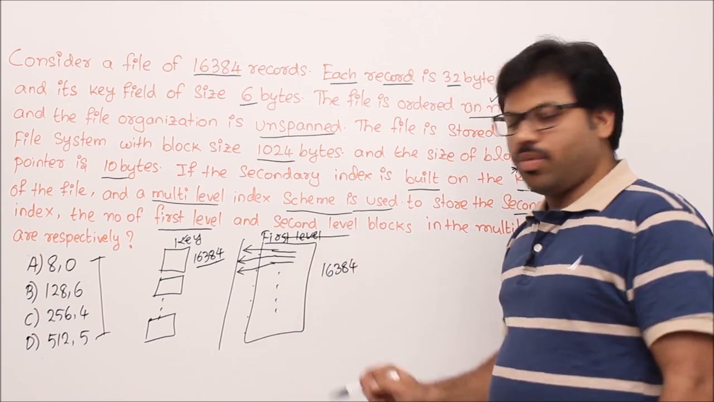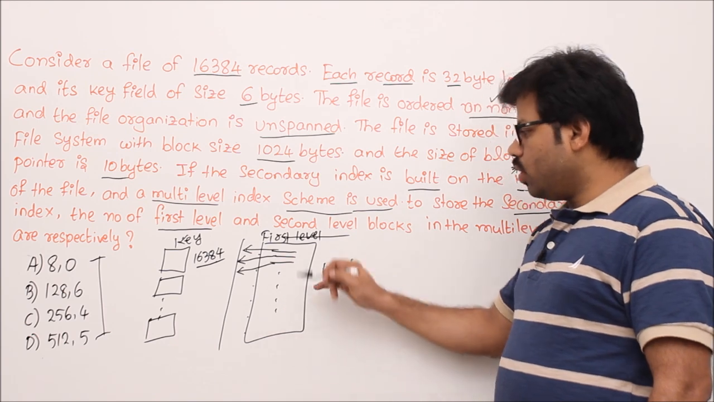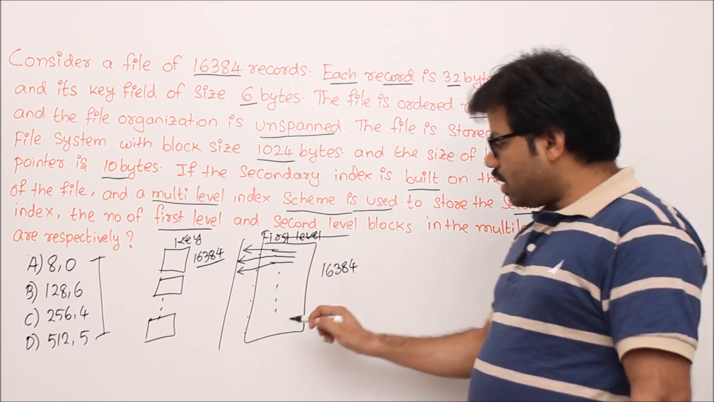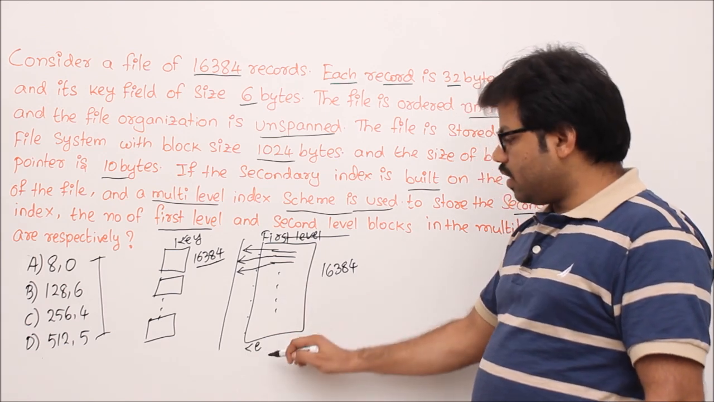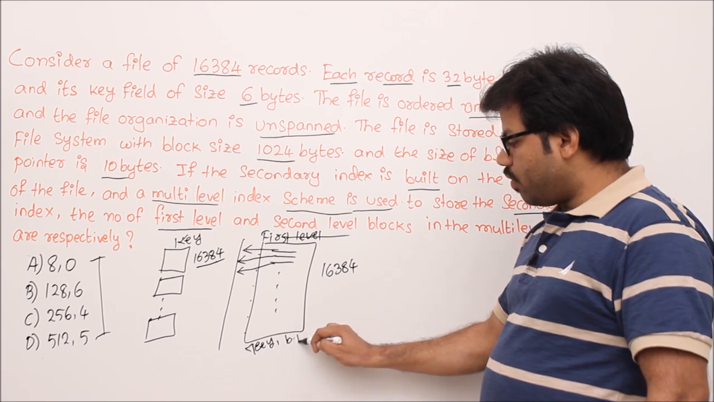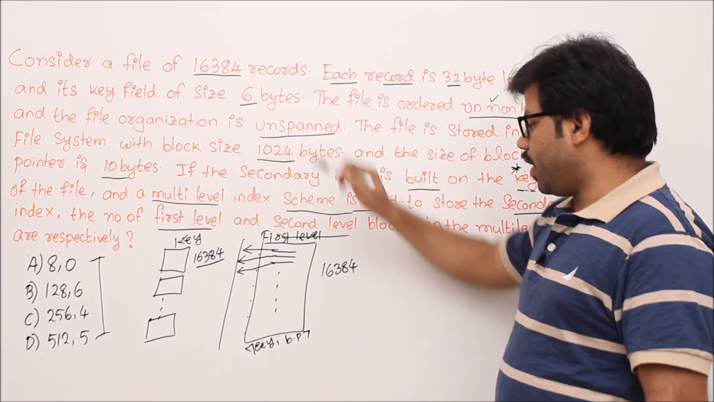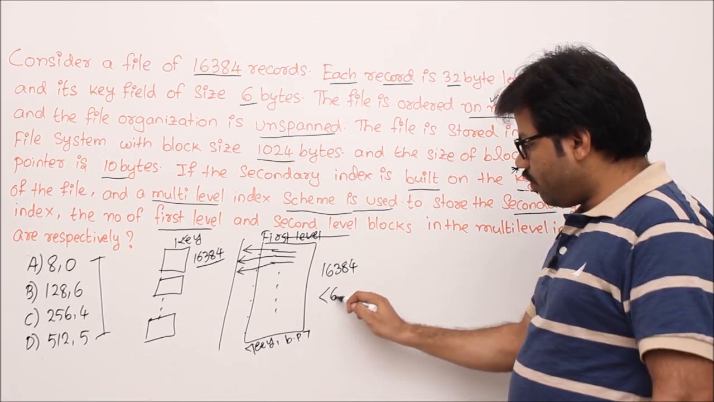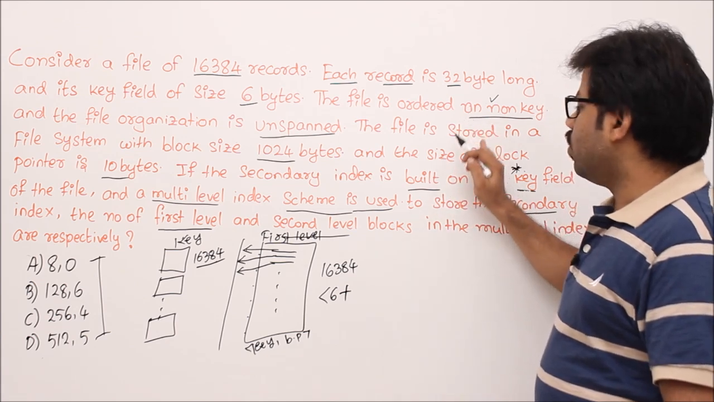But I want the number of blocks. How to compute the number of blocks? Number of records times each record size. In each record, what are the attributes we are keeping? One is the key field, whatever it is, let's say key size, followed by the block pointer. What is the key size in the question? The key size in the question is 6 bytes. So your index will have 6 bytes for each record plus extra, what is that?